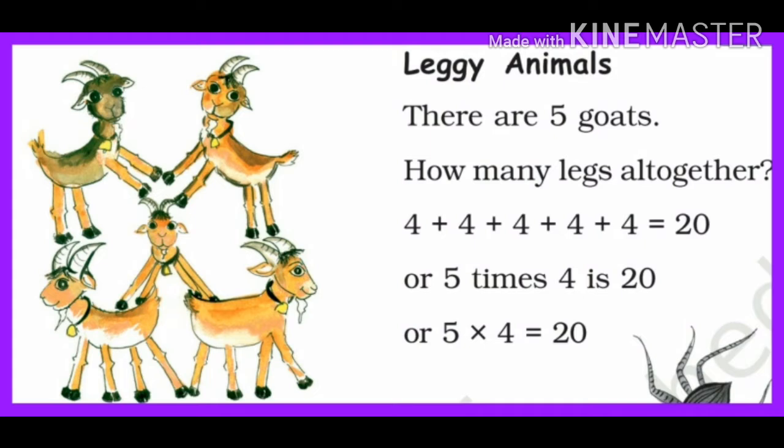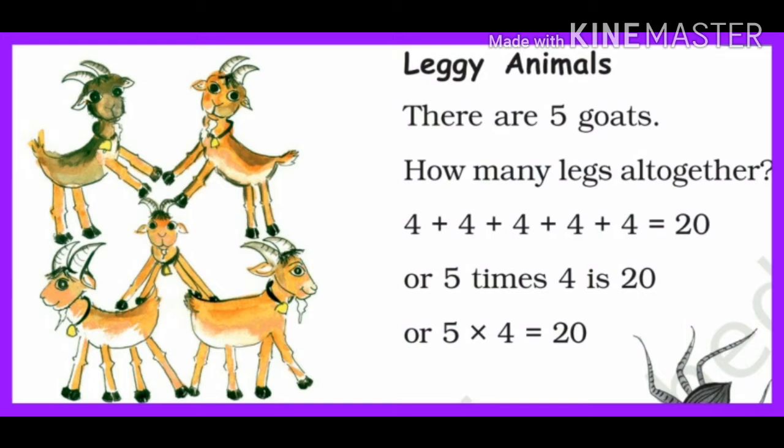Children, you can see in the picture there are 5 goats and each goat has 4 legs. So, in order to find how many legs there are altogether, that means the total number of legs, we need to add 4 5 times. So, 4 plus 4 plus 4 plus 4 plus 4, answer will be 20.